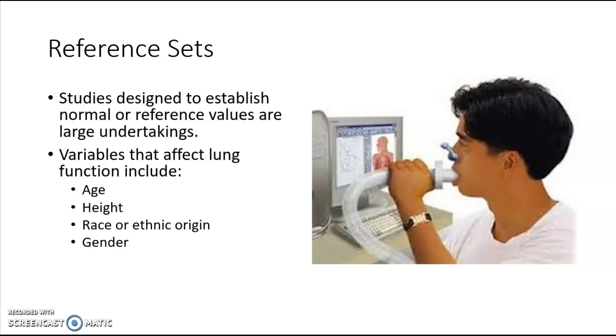Variables that can affect lung function include age, height, race or ethnic origin, and gender. For example, with age, the lung size gets smaller after maturity. With height, the taller a person is, the larger their lungs. With gender, men have larger lungs and higher flow rates and DLCO values than women. Race and ethnic origin: lung volumes vary with body size and body proportions, and these characteristics are influenced by race and ethnic origins.